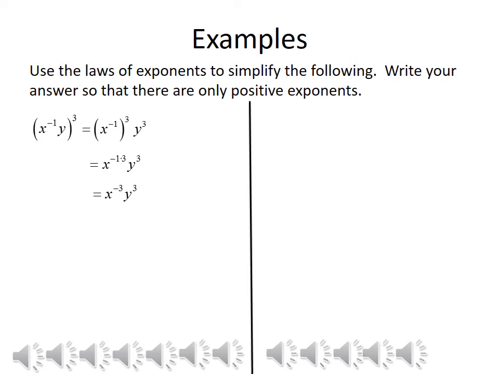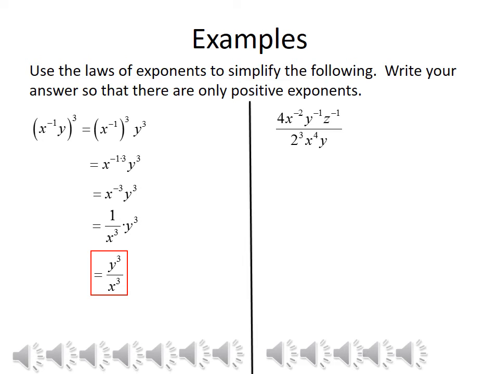times y cubed. But remember, we don't want to have negative exponents, so we need to rewrite x to the negative 3. And so to rewrite x to the negative 3, we will move the exponential expression into the denominator, so we can rewrite that as 1 over x cubed. So we have 1 over x to the third times y to the third. And the final step is just to combine things, so 1 over x cubed times y cubed is going to give us y cubed over x cubed. And so that will be the simplification of the expression we were given.